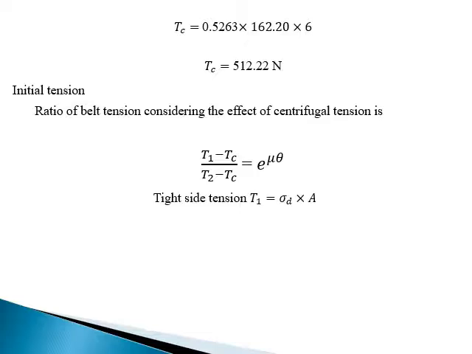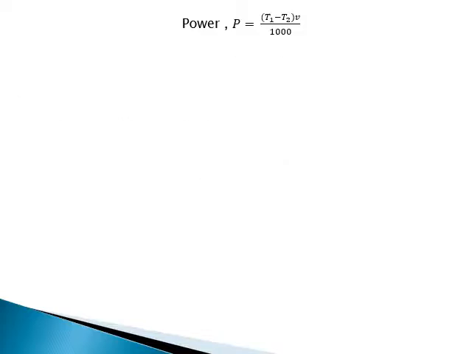Now we can see the tight side tension T1 is equal to sigma d into A, that is the design stress into the area of cross section. So we can calculate T1 is equal to 2 into 162.20 into 6, where the design stress is 2 Newton per millimeter square. If you substitute, it comes out to be 1146.52 newtons. So this is the tight side tension T1 that we calculate.